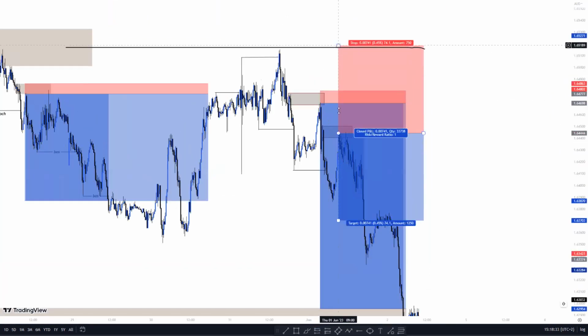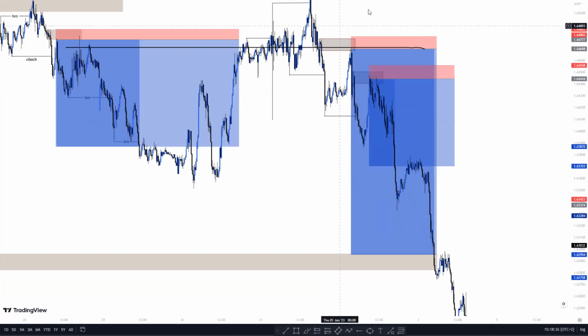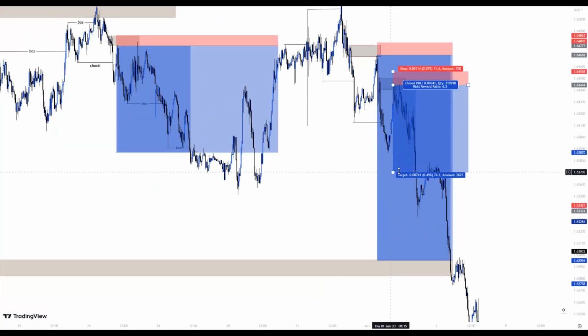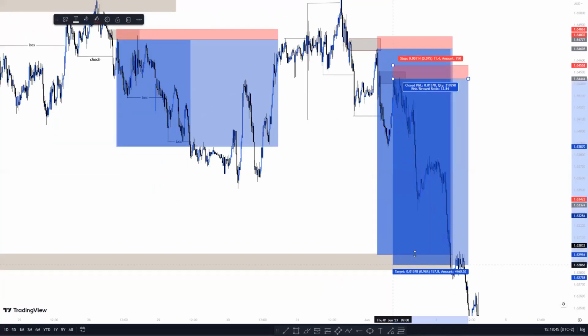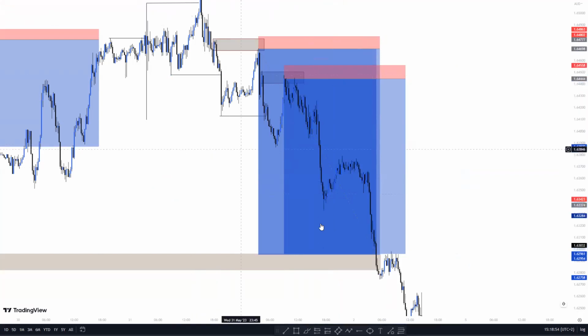Right. Now the reason why I'll really be confident, remember what I said. The reason why I'll be confident about getting these sales is because the overall trend is already bearish. High time frame is bearish. So I'm just looking for entries on the internal structure.